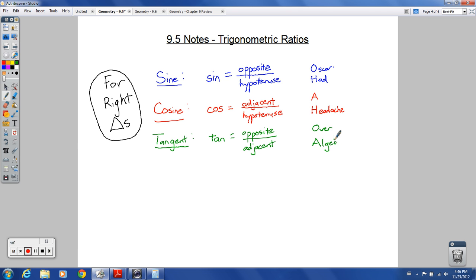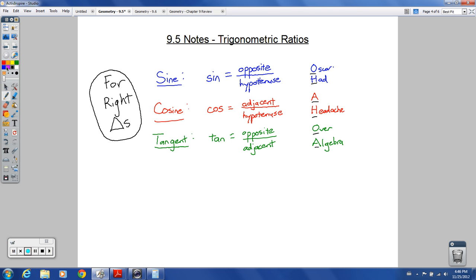You'll notice why this is a good mnemonic device, because look at the first letters. It's O and H, that's opposite over hypotenuse. A and H is adjacent over hypotenuse, and then O and A is opposite over adjacent.